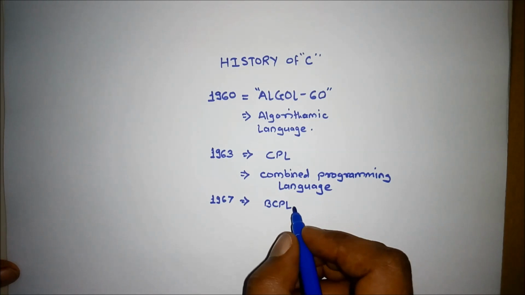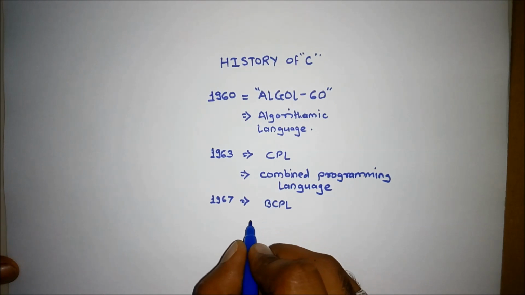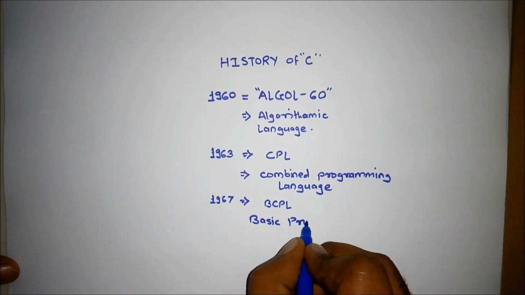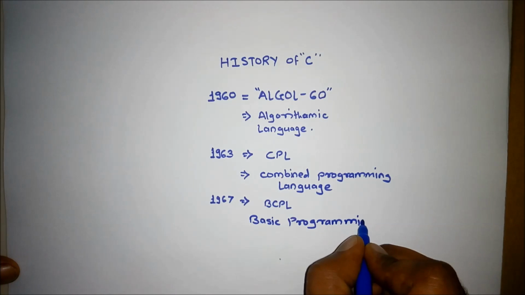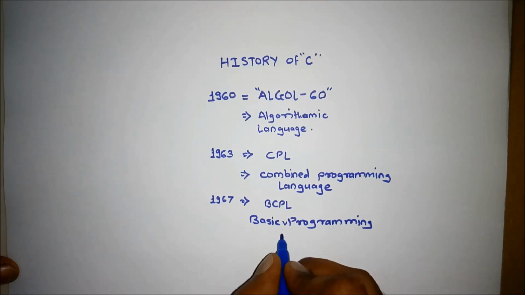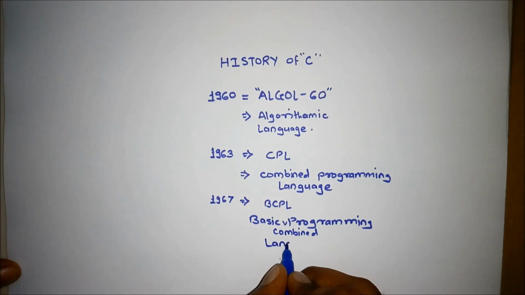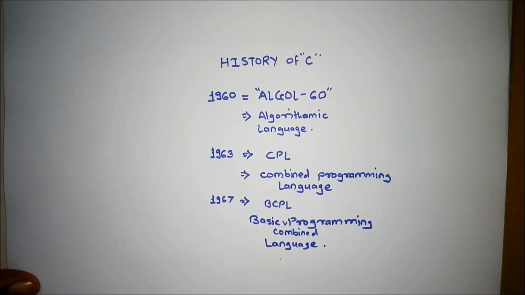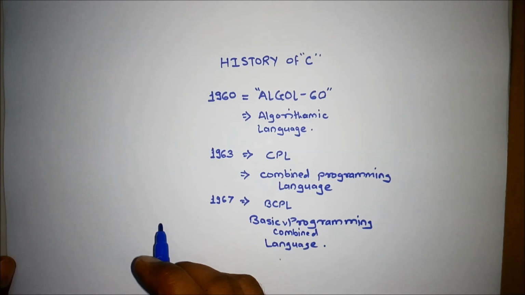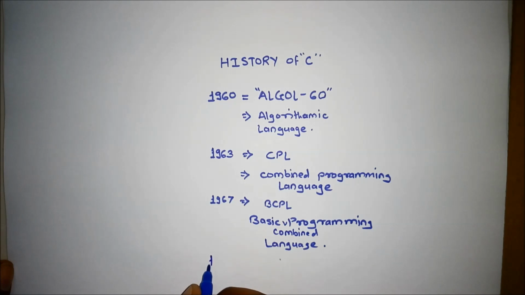BCPL, which stands for basic combined programming language. In 1969, BCPL derived the B language. This is the upgraded version of BCPL. In 1969, B language.